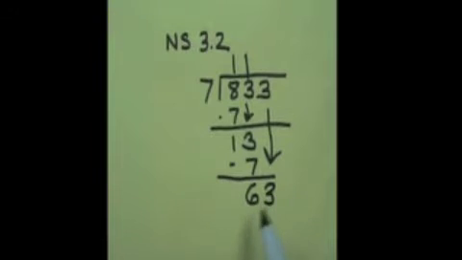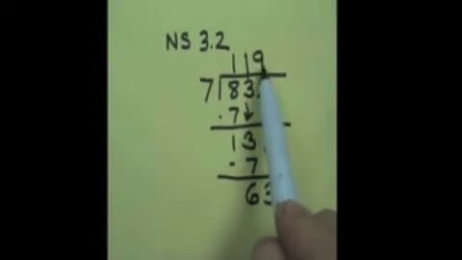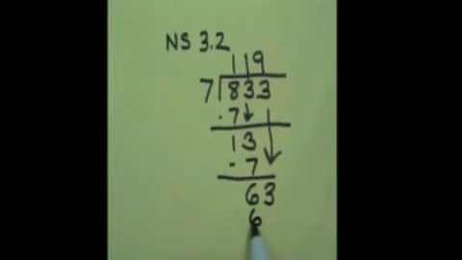7 goes into 63 9 times. 9 times 7 is 63. And that's the answer. 119.